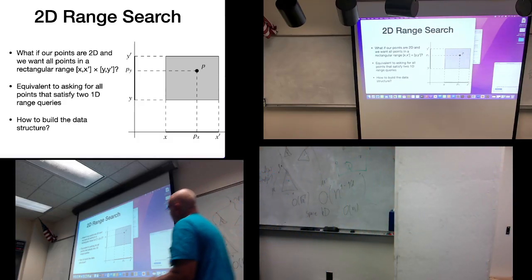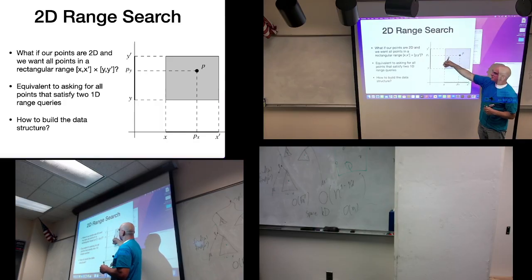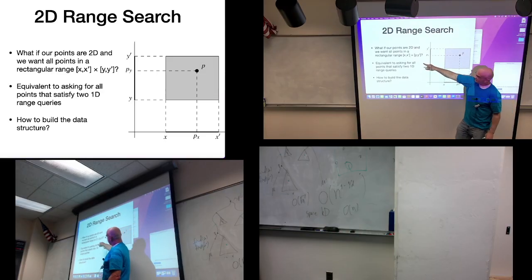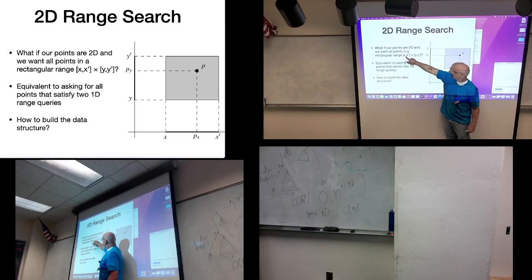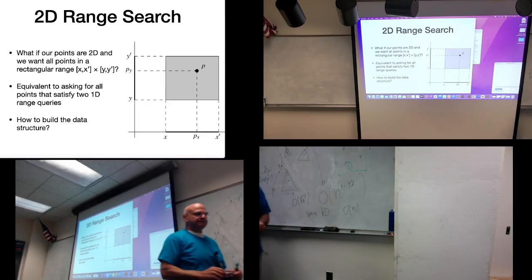So the query is always a rectangle. No guarantees about anything that is not an axis parallel rectangle. Orthogonal rectangle, that's my query, defined by all the points which are between x and x prime, and all the y's which are between y and y prime.